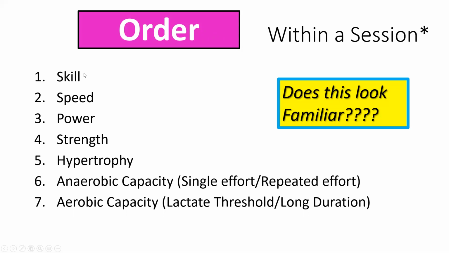If we don't have any skill activities, then move to the next one. If we don't have any speed activities, move to the next one. Oh, we have a power activity. We're going to train power using this exercise. Okay. Are we going to train strength? Yes or no? If yes, which exercises are we going to use to develop strength? Hypertrophy, we're not training any hypertrophy today. We're not training any anaerobic capacity. Oh, we're going to train some lactate threshold. That's going to be last. And it will go in that order.